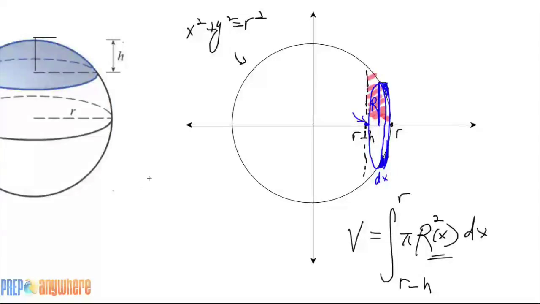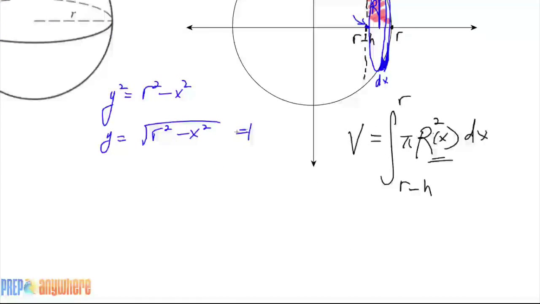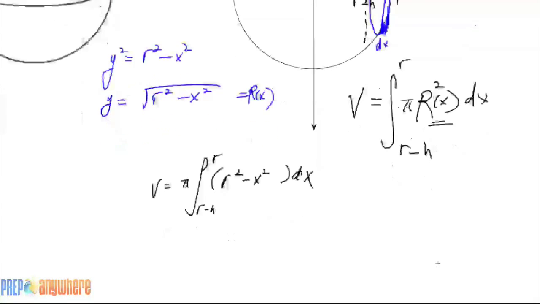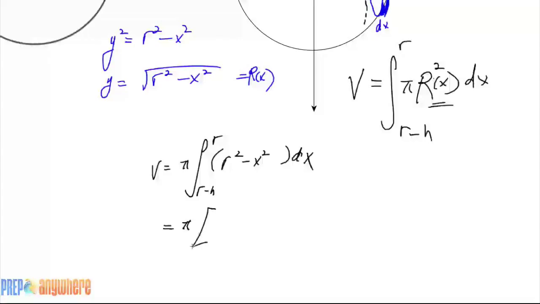So what's r then? r is equivalent to this y. So y squared is equal to r squared minus x squared, so y is equal to the square root of that. So this is equal to r as a function of x. Let's replace it in our equation. Leave the pi out. Now because of the square root, we're going to square it, so we just end up with r squared minus x squared. True? Okay. The antiderivative of this will be r squared x minus x cubed over 3.